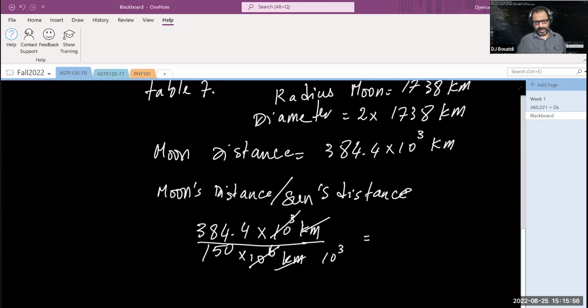So the answer should be about 384.4 divided by, we put a calculator in here quickly. I have a nice calculator in this computer. Not that fancy. So I'm gonna take the ratio of 384.4. I hope that you guys are doing the same thing. So the answer is 2.56.